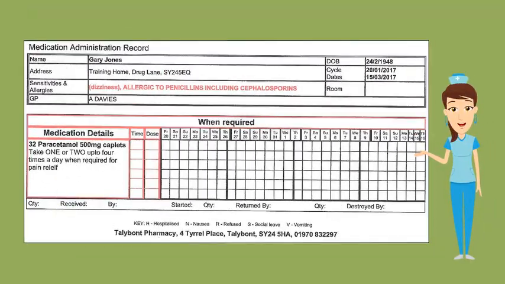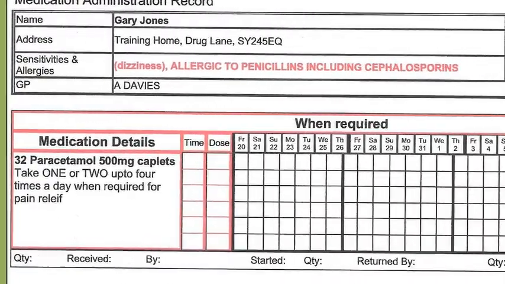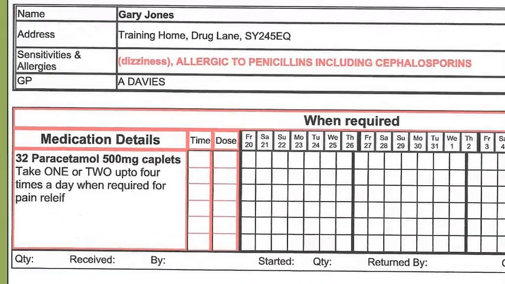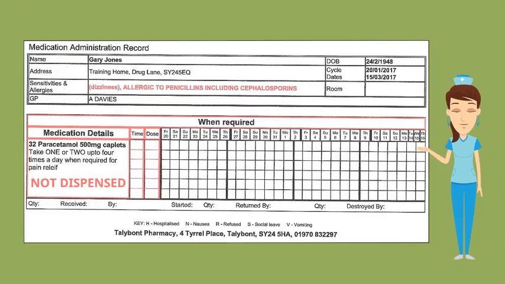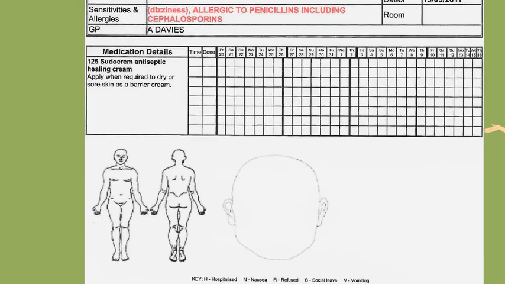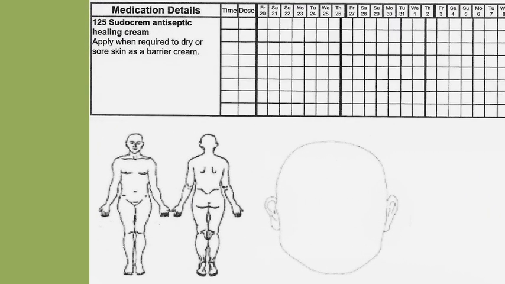Medication listed on the MAR chart but not in the delivery bag because it was not required this month should have "not dispensed" clearly written on the MAR chart. This is normally seen with when required medication only. The administration of creams needs to be recorded the same as medication. A body picture may be available to show where on the body the cream is to be applied.